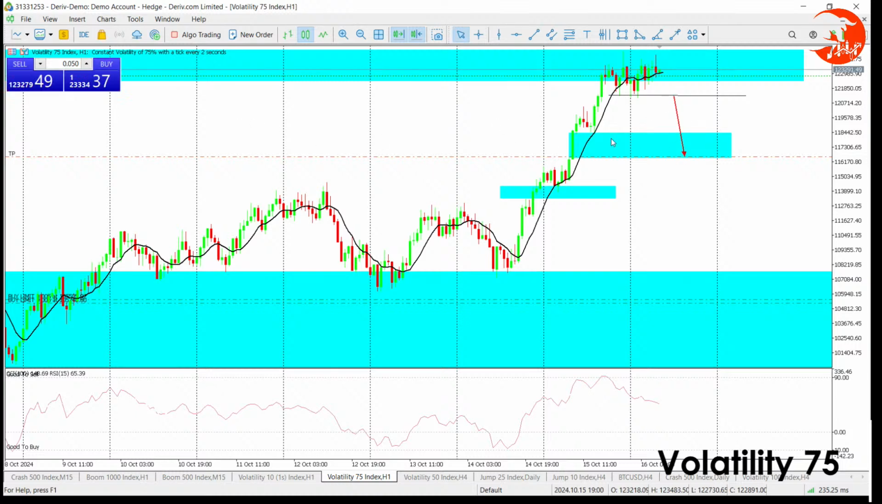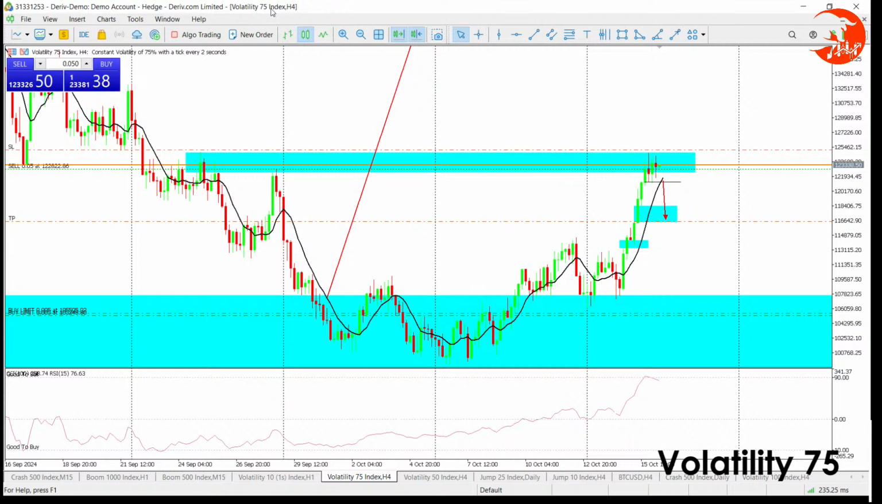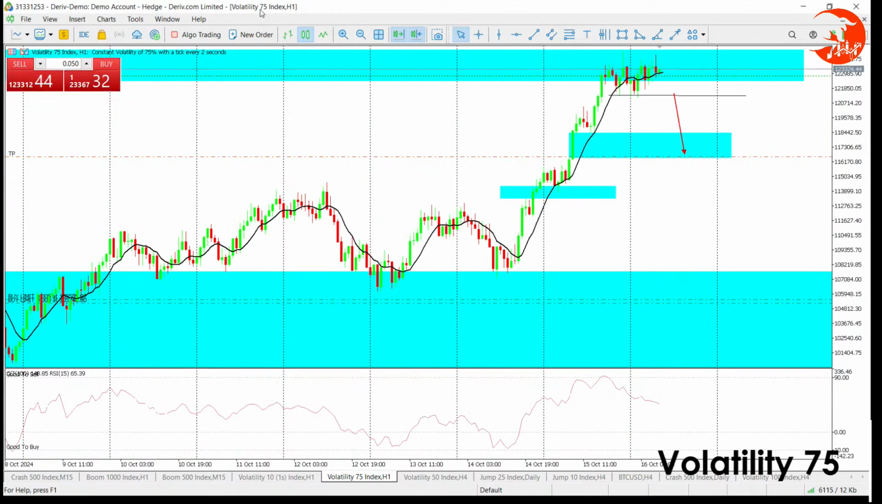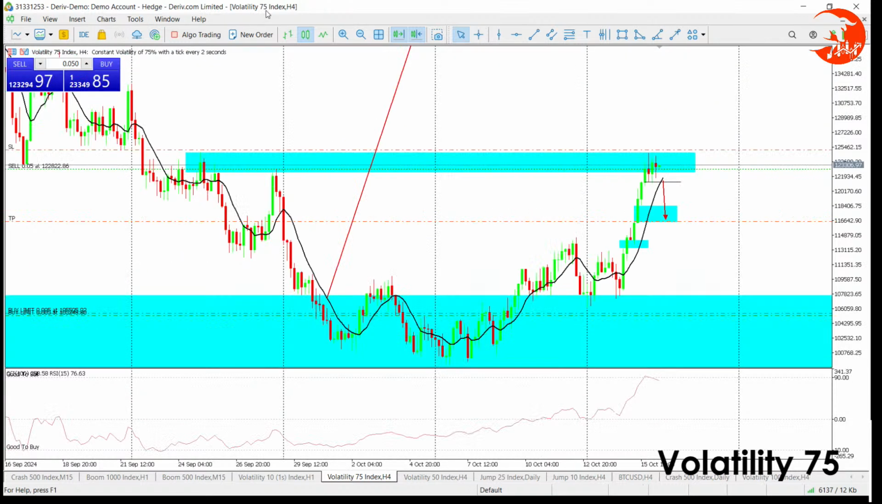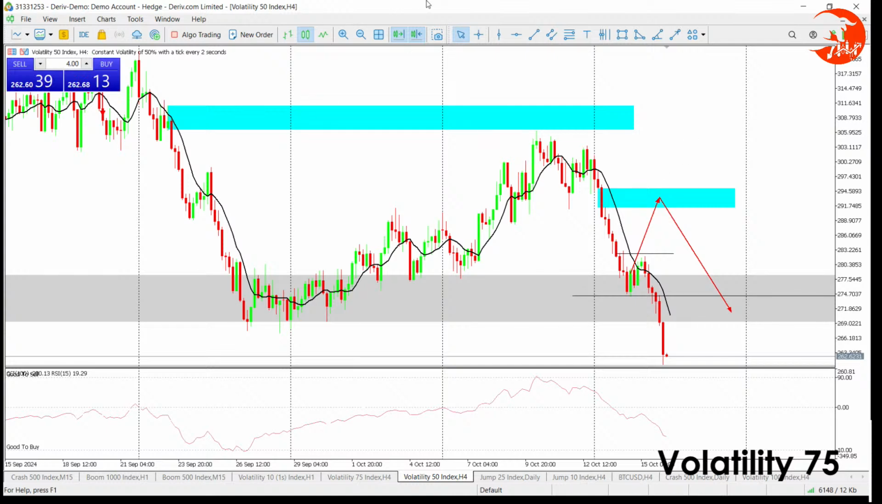So that's what I would advise for now, because we can see that we are overbought according to H4. According to H1, we are already selling, though consolidating, and of course according to M15, it's a clear consolidation happening there. Alright, so that's it for V75, and now we head over to V50.